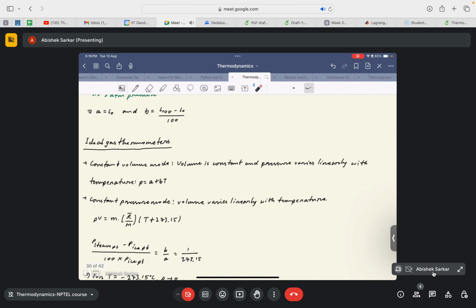Then there is the ideal gas thermometer. There are two different modes: the constant volume mode and the constant pressure mode. In the constant volume mode, the volume of the system that we are considering remains constant, and the pressure varies linearly with temperature. Similarly, in the constant pressure mode, the volume varies linearly with the temperature, and pressure remains constant.